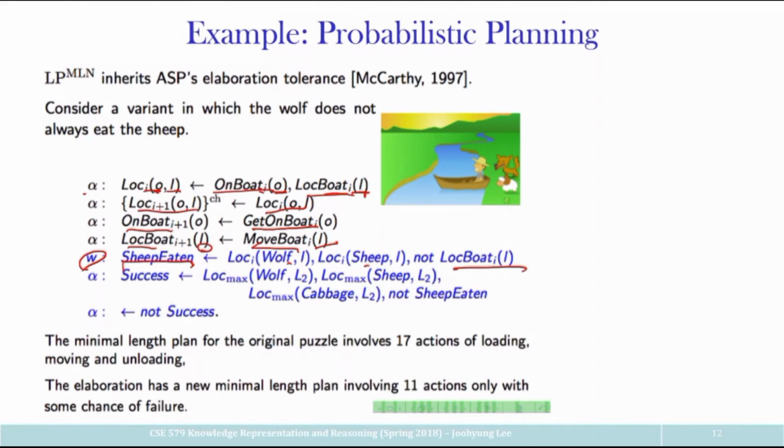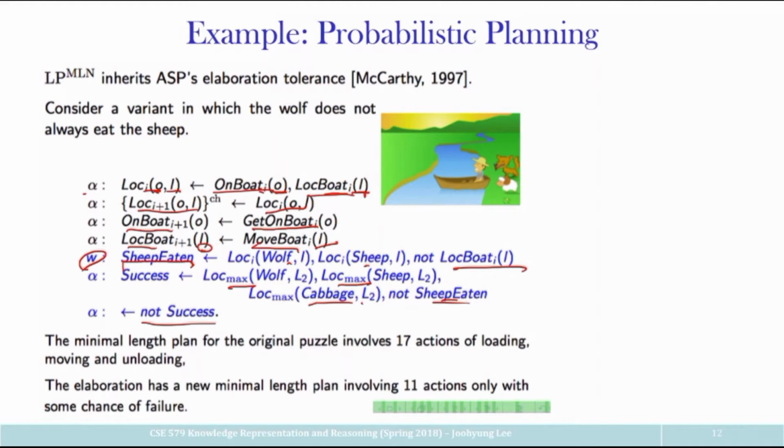Okay. So there are some other rules that I skipped, but you can say in the maximum step, in the next step, wolf and sheep and cabbage should all be in the destination L2, and the sheep should not be eaten. This is what we call success, and we want to find the plan that is successful.